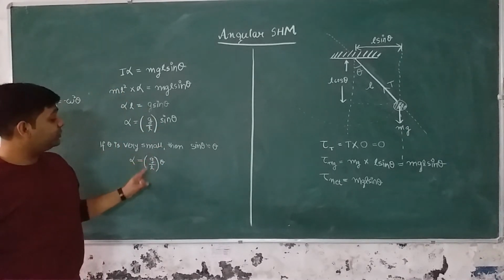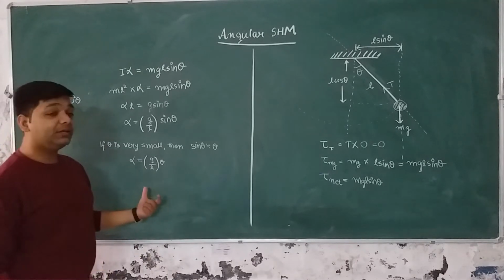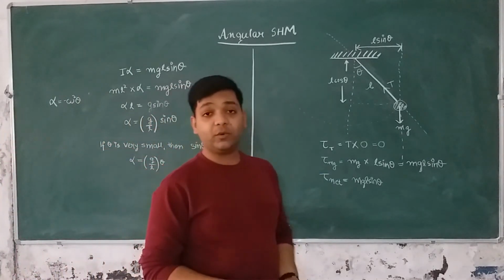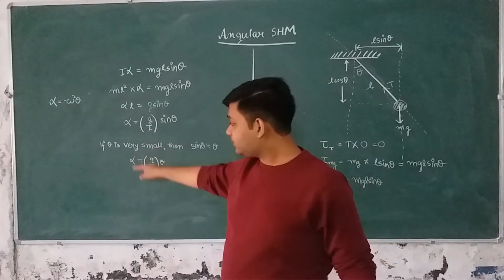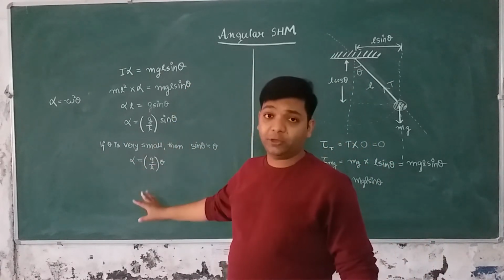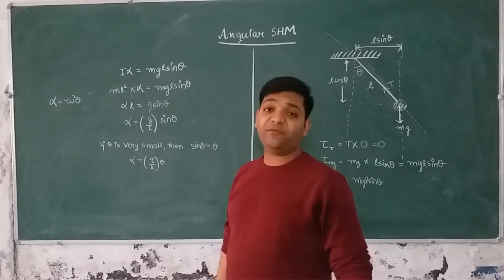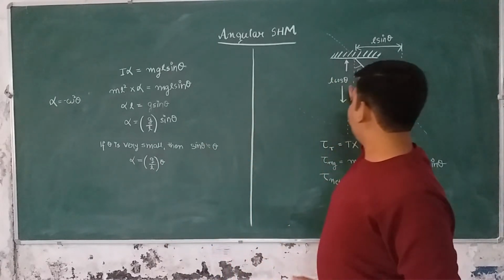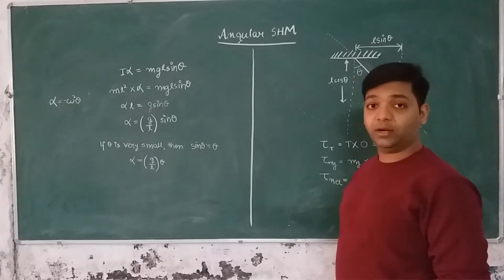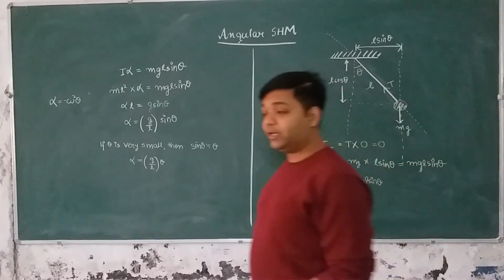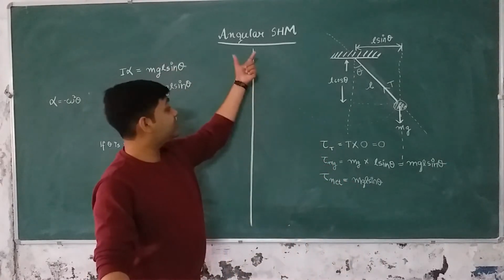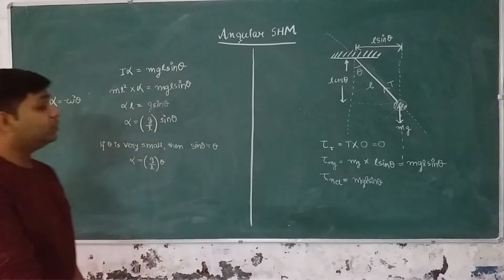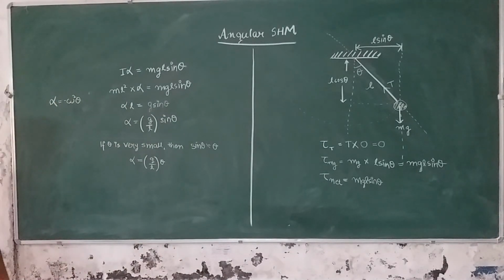So alpha is equal to g upon L theta. This equation corresponds to the general equation for the condition of angular SHM, and therefore the motion of a simple pendulum is simple harmonic motion if and only if this value of theta is very small. Please note this down very carefully, and then we shall discuss the time period for this simple pendulum.